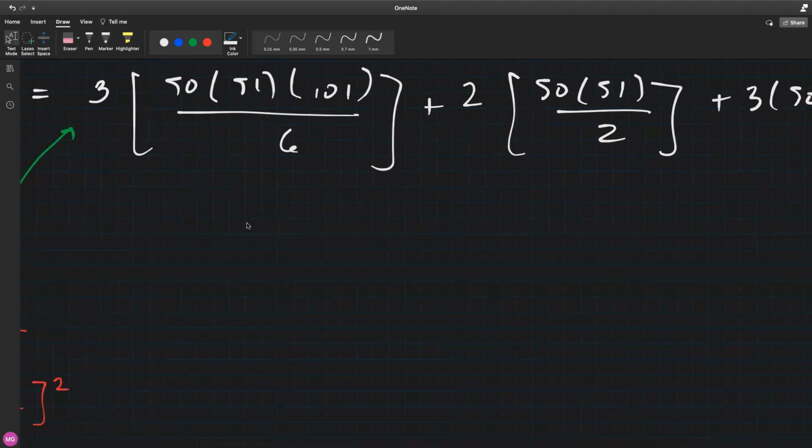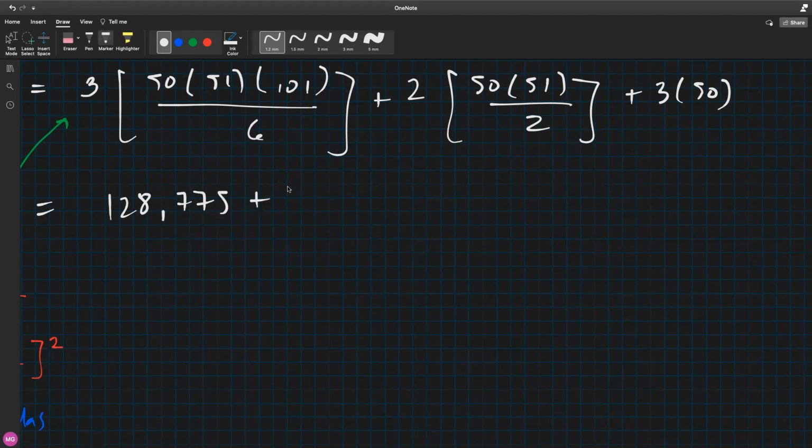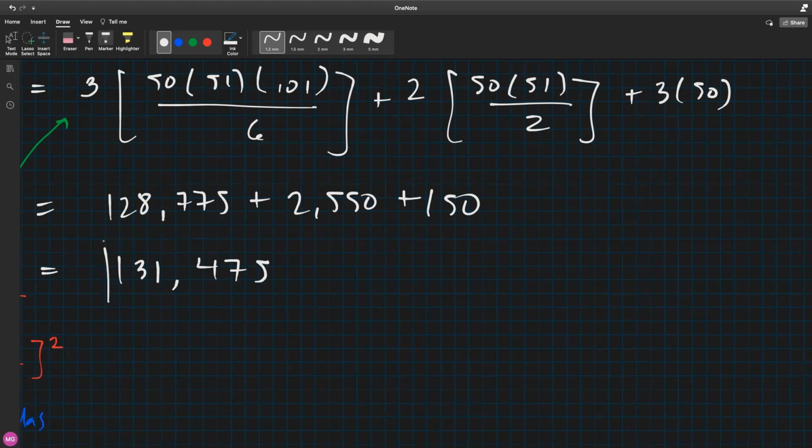So let's zoom out just a little bit. So this would be just equal to 128,775 plus 2,515 plus 150. And then our final answer would be 131,475.